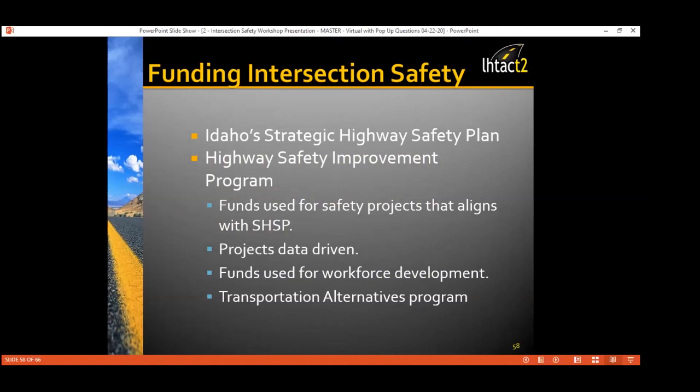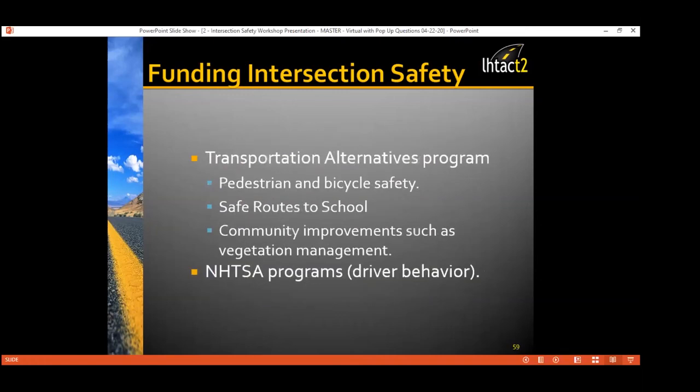And then there's the Transportation Alternatives Program. That might be an old word, but basically those types of programs funded projects like safe routes to school and so on, pedestrian and bicycle safety programs in your community. There might be improvements such as vegetation management that you can take advantage of. And certainly other safety programs as they pertain to intersections could be the integration of behavioral highway safety into your intersection safety program.